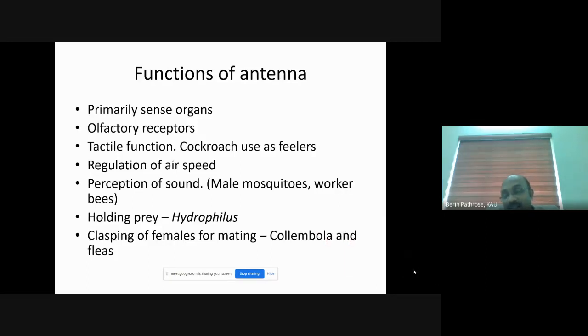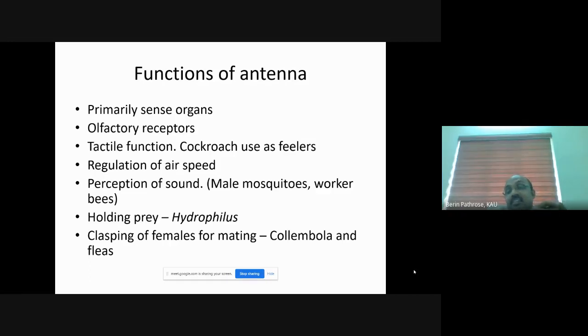Then the next is it is used to perceive sound. This is in the case of male mosquitoes and worker bees. So it is used for smelling, for touching, for detecting airspeed, for perceiving sound, that is auditory purpose, then for holding the prey, for predatory insects, those insects which feed on other insects. An insect called Hydrophilus holds its prey with the help of antennae, so that it can feed on the prey. So antennae is used for holding prey in the case of Hydrophilus.